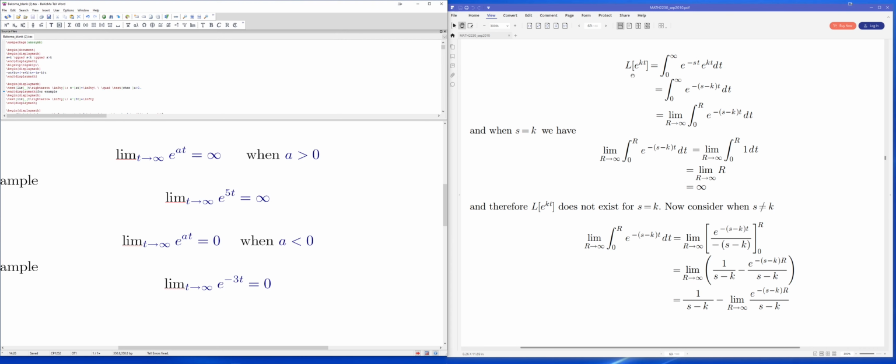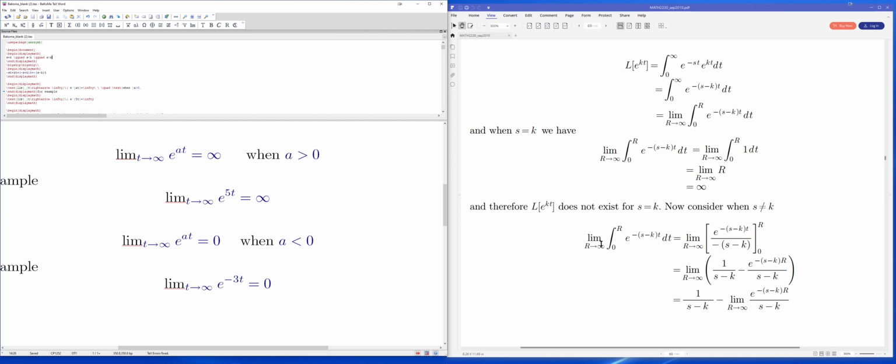So what do we have so far? Laplace of e to the kt is equal to this improper integral here. And we saw that when s is equal to k, this just works out to infinity. So now we're considering the cases when s is not equal to k. To work out this improper integral, you work out the definite integral on the inside, and then you take the limit of this as r goes to infinity. We worked out the integral on the inside, and it is equal to this expression here, and then we take the limit of it as r goes to infinity.